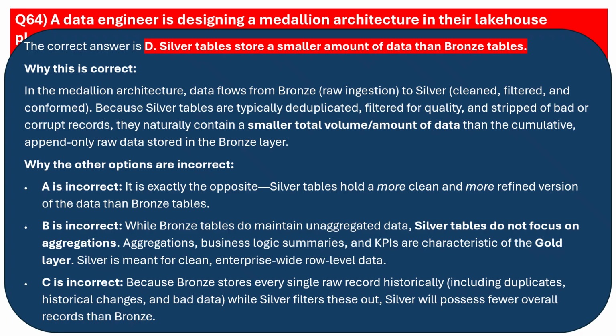C is incorrect. Because bronze stores every single raw record historically, including duplicates, historical changes, and bad data, while silver filters these out. Silver will possess fewer overall records than bronze.